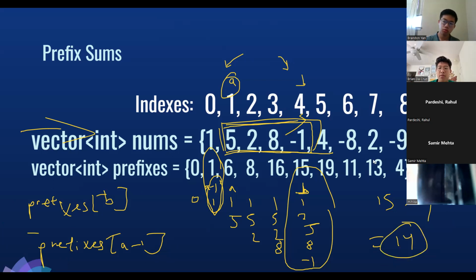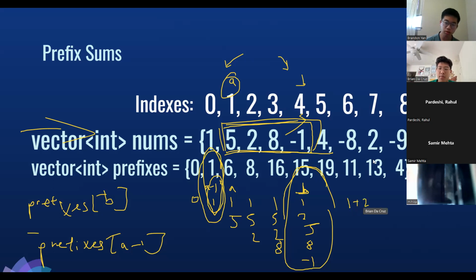So basically what we're doing is we're just storing the numbers. Let me let you guys visualize this. Let me erase this quick. Essentially what's happening behind the scenes is we've gotten our sum of 14 as our answer, but how do we get there? We're taking the prefixes at index B and subtracting the prefixes at index A minus 1. So we're going to say 1 plus 2 plus 5 plus 8 plus negative 1, right?